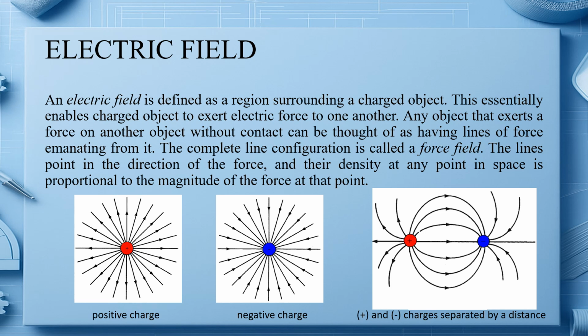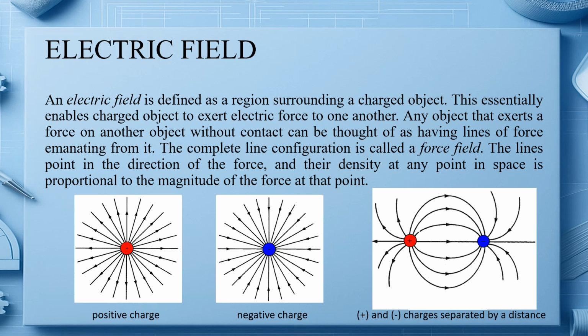For electric field, it is defined as a region surrounding a charged object. This essentially enables charged objects to exert electric force on one another. Any object that exerts a force on another object without contact can be thought of as having lines of force emanating from it. The complete line configuration is called a force field. The lines point in the direction of the force, and their density at any point in space is proportional to the magnitude of the force at that point.